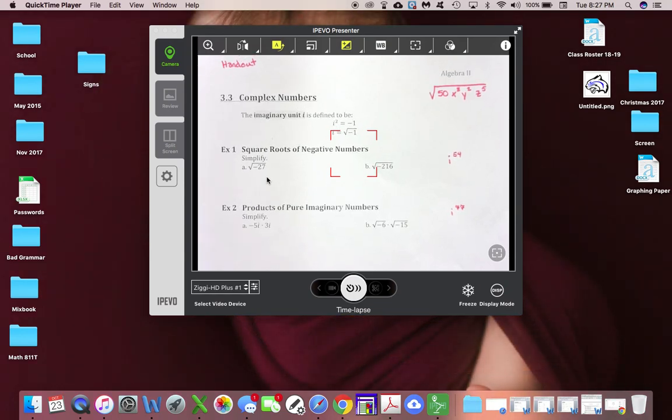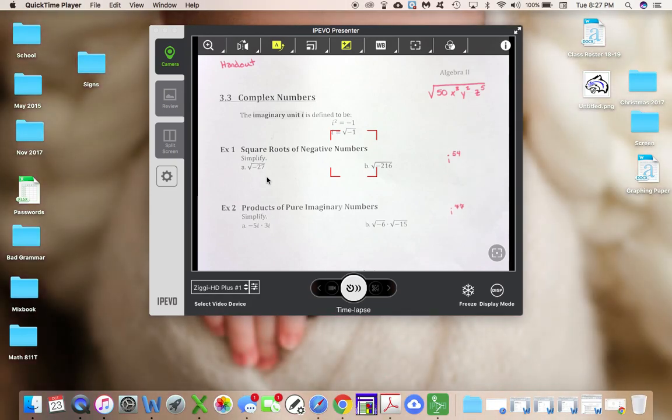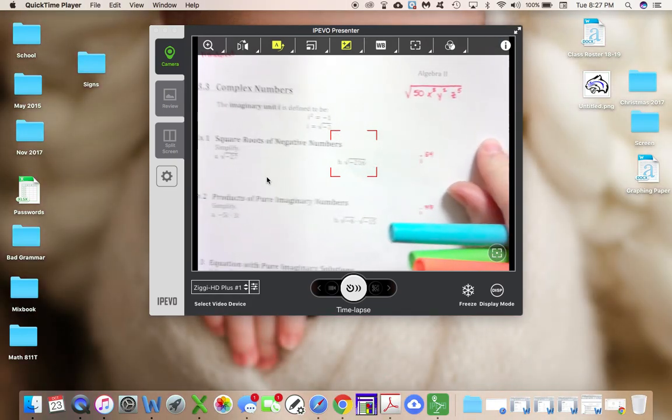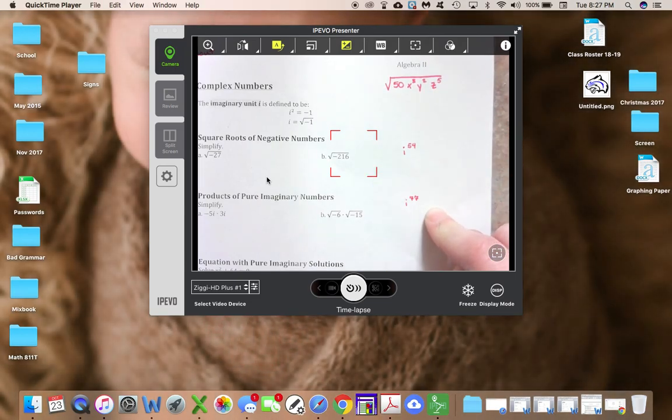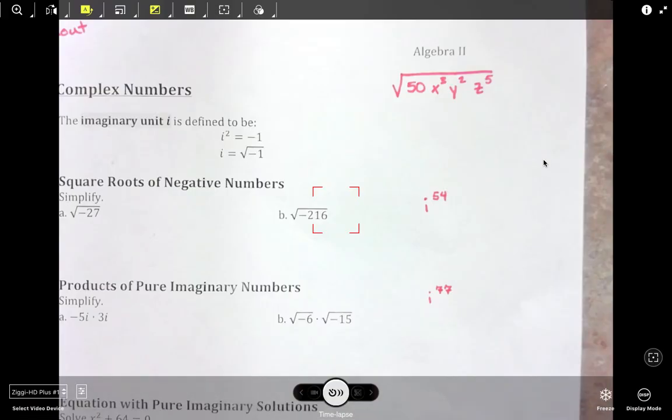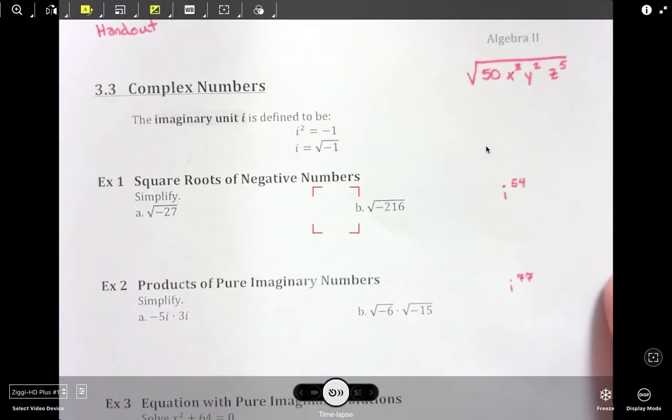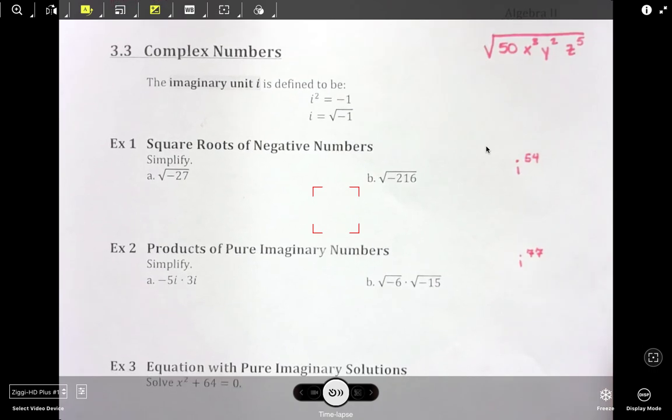Okay, Algebra 2, this is Section 3.3, complex numbers. I am going to add like 3 more questions or examples to this note sheet, but we'll do those here in just a little bit. Complex numbers is kind of just off the topic of what we've been doing already.